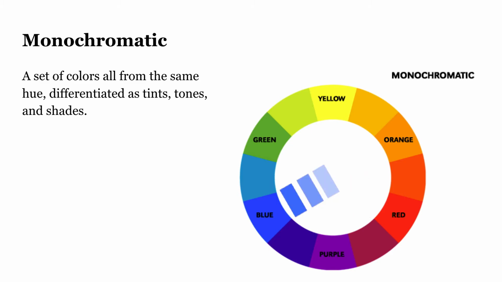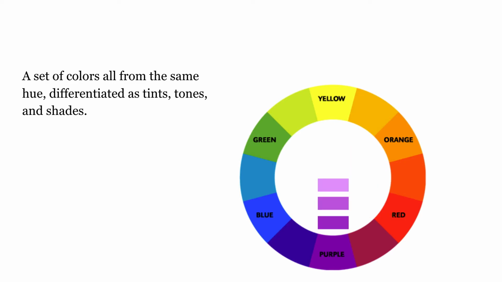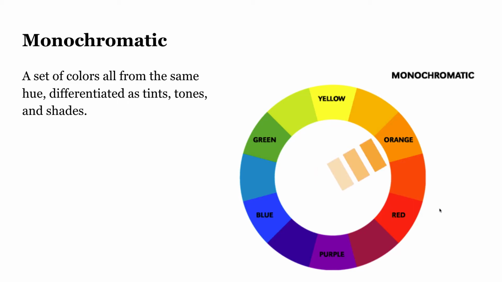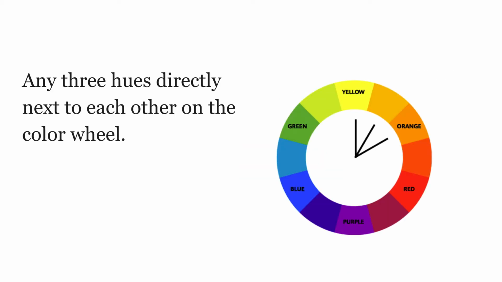So yeah, monochromatic. For the quiz, I'm giving you this color wheel. It'll have something like this on it, like a symbol, and it'll ask you the question. So again, the format will be like a set of colors, all from the same hue, differentiated as tints, tones, and shades. So we have a pure pigment, and we add either just black, white, or 50% gray to it. Any 3 hues directly next to each other on the color wheel.